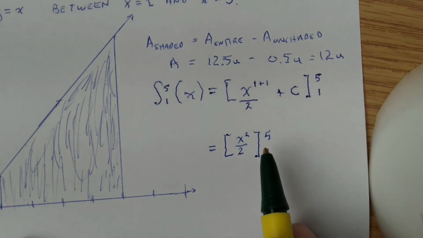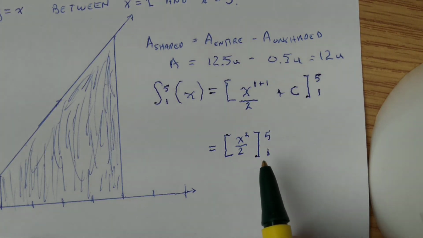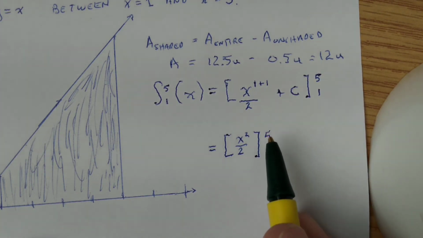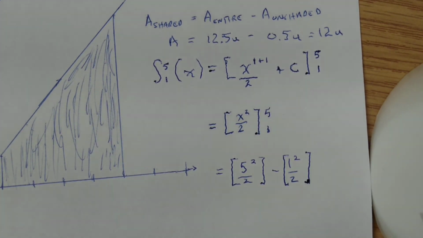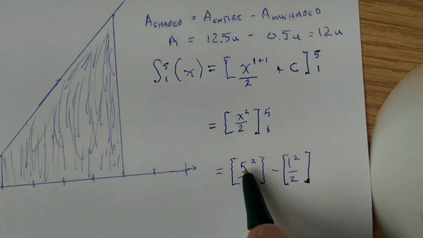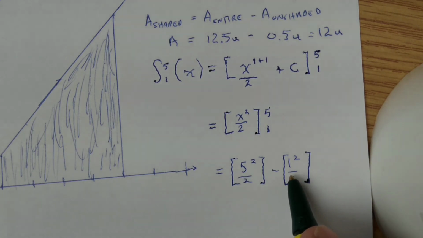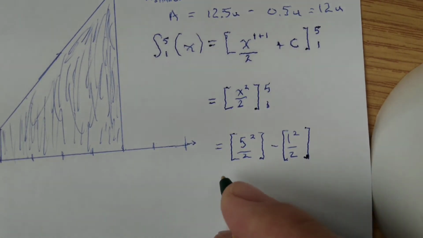Anyway, what we're going to do now is subtract these two. We're going to subtract the minimum from the maximum. And sure enough, we get 12.5 here, we get 0.5 here, and we wind up with 12 units. And we just did that through integration.